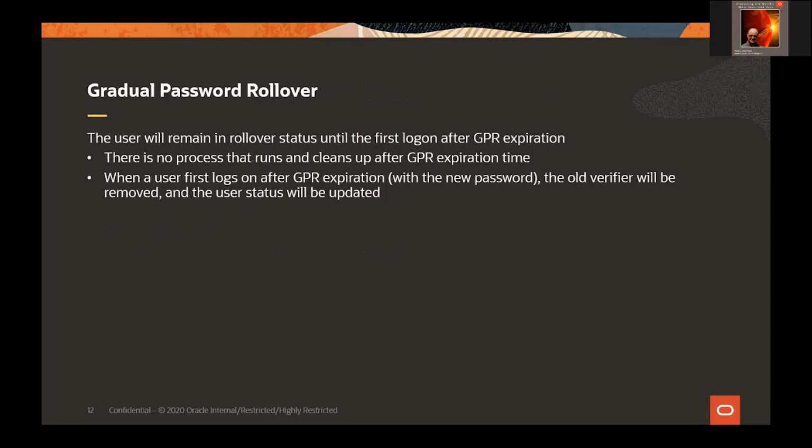So this is an important thing to keep a note of. At the end of the rollover time, there is no special daemon or process that runs to clean up the user verifiers and such, because obviously the database has to store the extra verifier during this time to be able to authenticate the service account with either one. So what happens is it stays in rollover until the first login after the expiration. And when a user first logs in after the expiration, obviously with the new password, the old verifier will be removed, and then the user status will be updated.